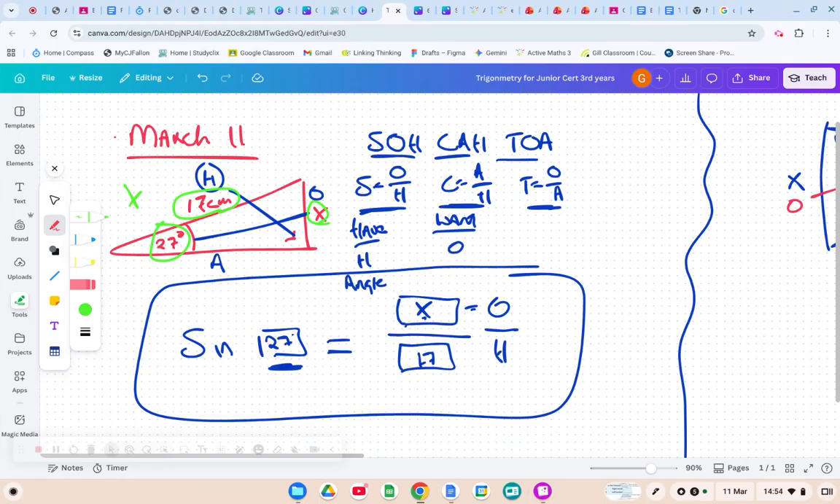So what do we do? The rule is you name the sides. You go to your right angle here, so there's your hypotenuse. Then this is the angle for the question, therefore this is the opposite, and this is the adjacent, which is the remaining side.